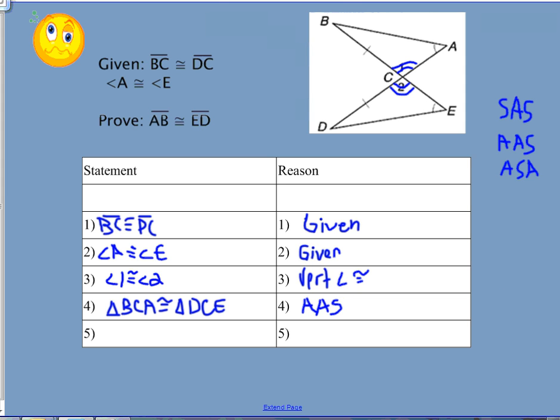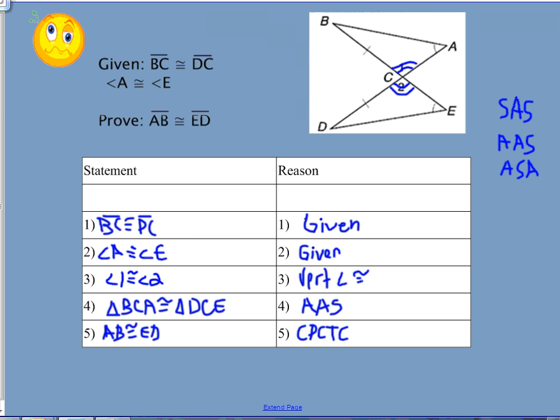Now, my proof is saying that we want to find out that AB is congruent to ED. Well, we just proved that these two triangles are congruent, so I can safely say that AB is congruent to ED because of CPCTC. Congruent parts of congruent triangles are congruent.